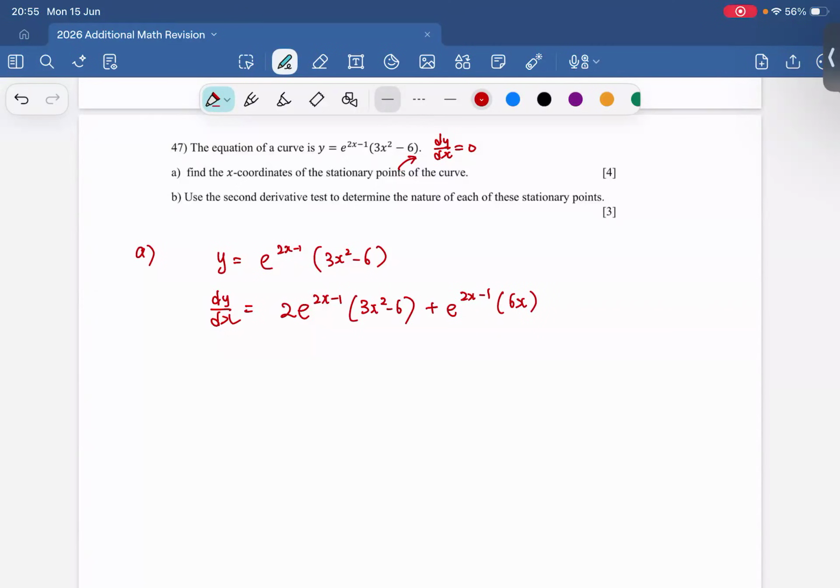Do you need to expand? Actually, better for you to factorize, not just expand. So factorize, what do we do? We take out e power 2x minus 1. Then this will be 2 times (3x squared minus 6) plus 6x. Why do I factorize? Because later we need to solve. I can take out another 6.